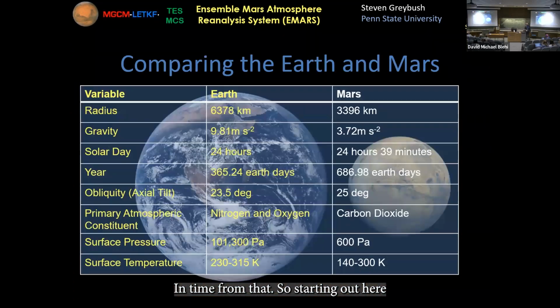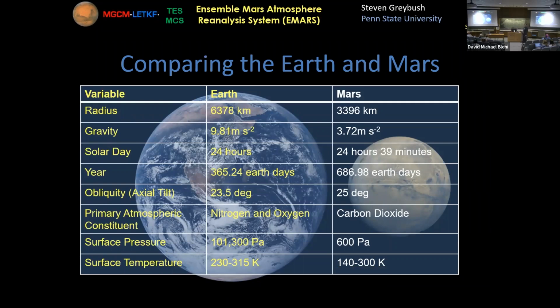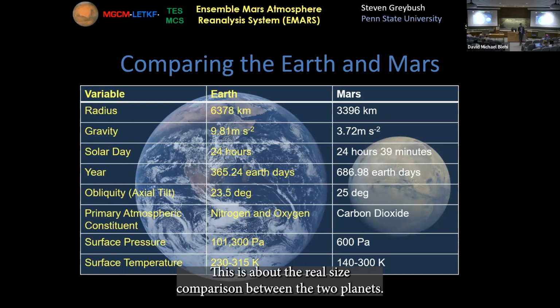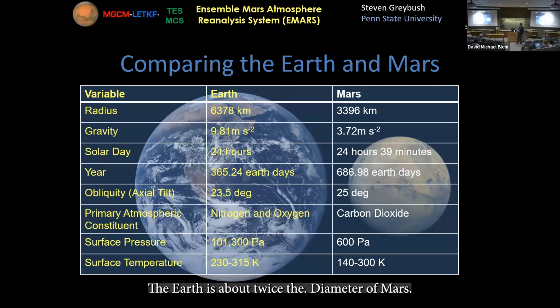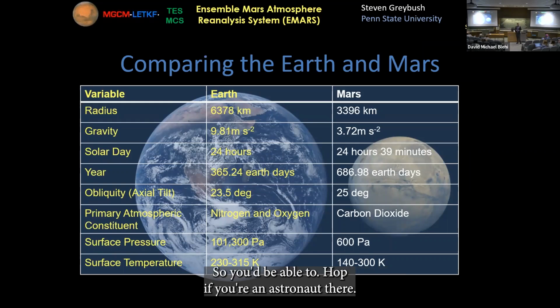Okay. So starting out with some of the basics, this is a comparison of Earth and Mars. This is about the real size comparison between the two planets. Earth is about twice the diameter of Mars. So Mars being a smaller planet, you would have less gravity on Mars, so you'd be able to hop if you were an astronaut there. A solar day on Mars is 39 minutes longer than on Earth.